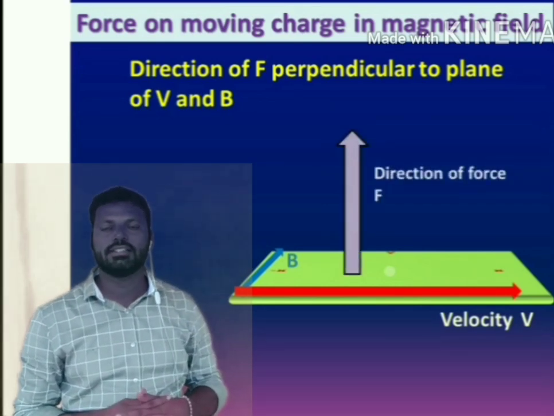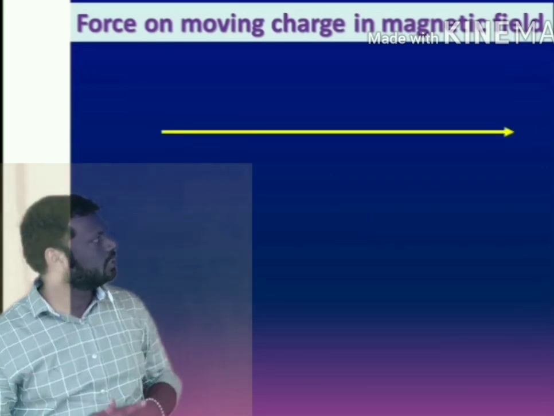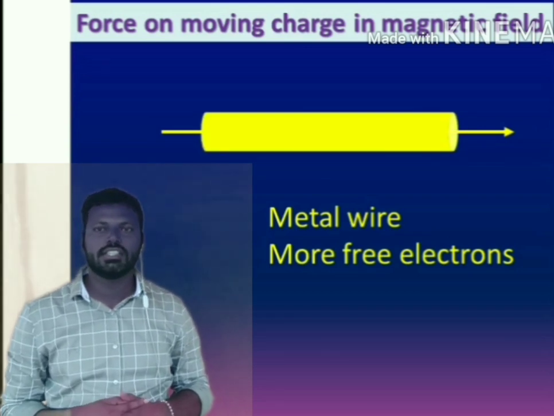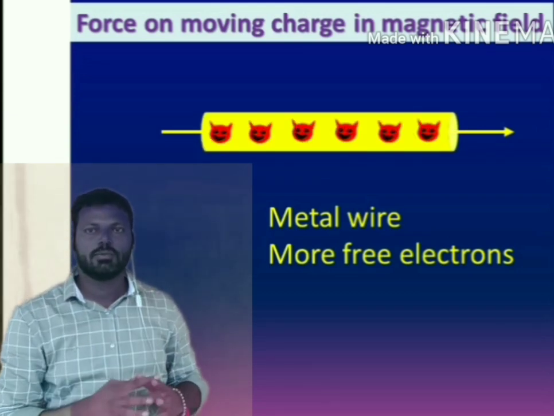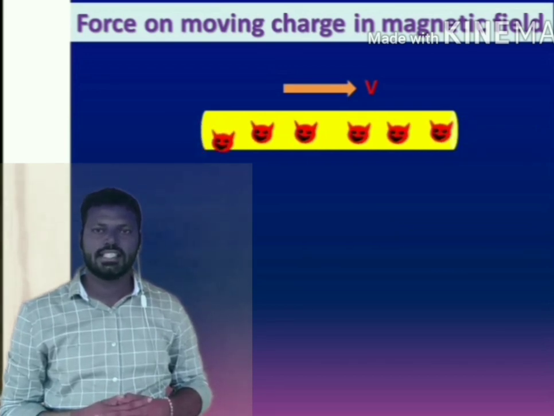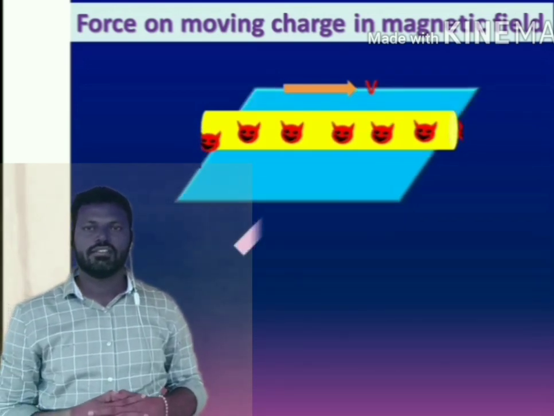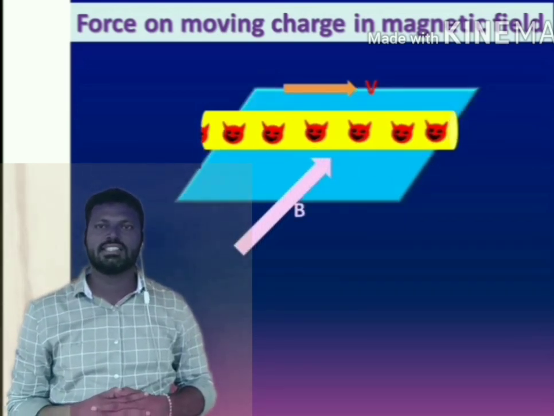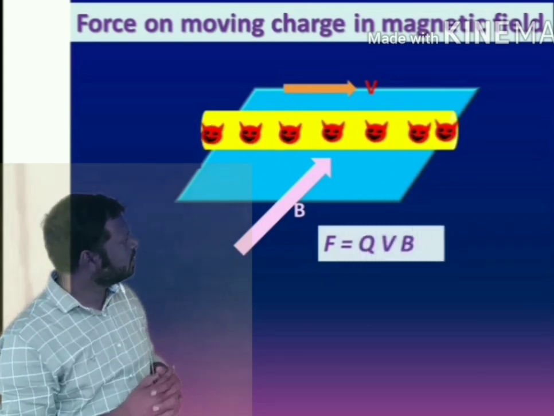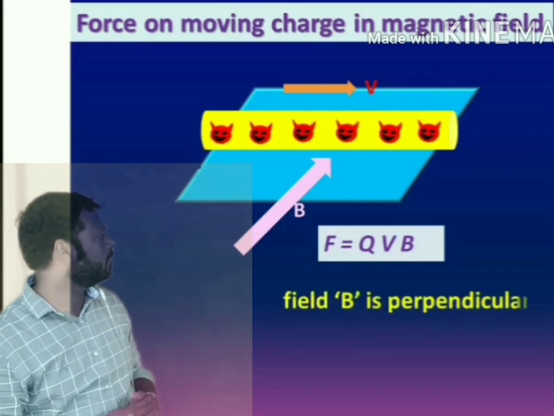See here, this is a conducting metal wire. Generally metals have more free electrons. See here, these are electrons moving with velocity v. Now if I place this conducting wire in a magnetic field, then a force acts on these charges because of the magnetic field, that is given by F is equal to QVB if the conducting wire is perpendicular to the magnetic field.